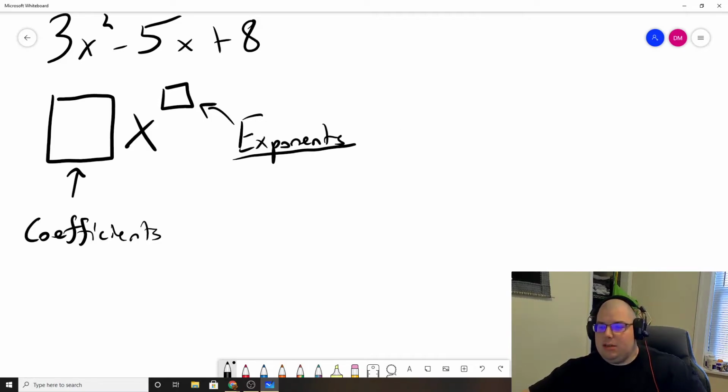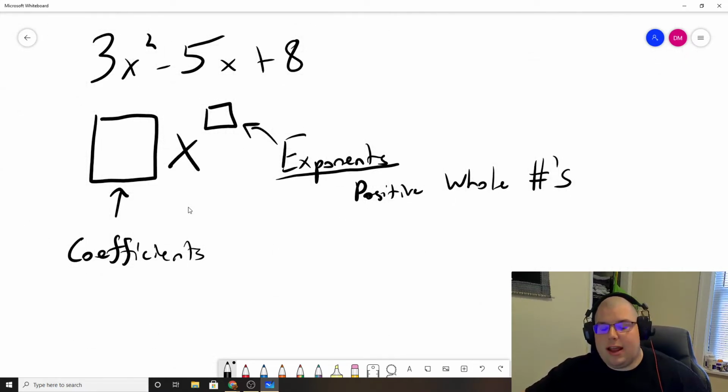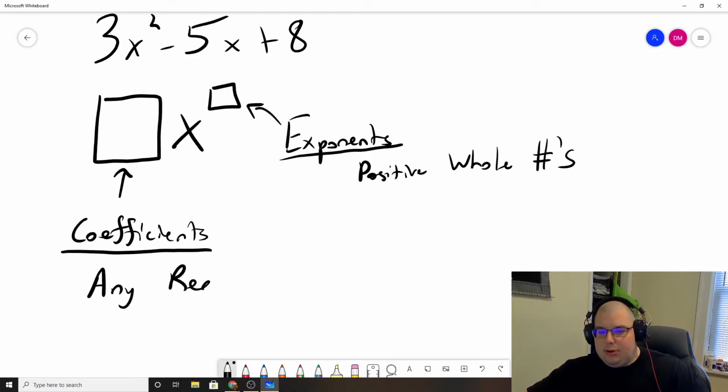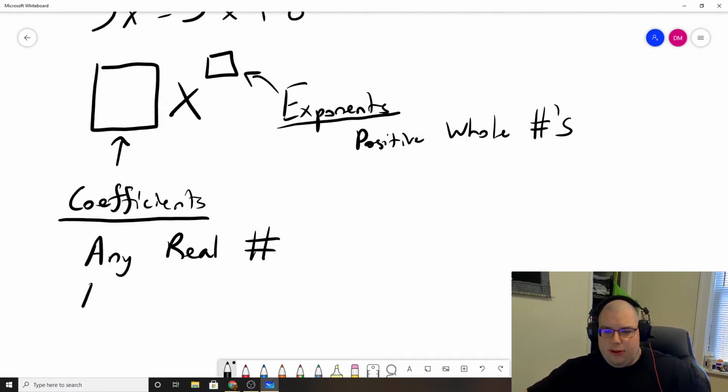So exponents need to be positive whole numbers. If the exponents of what you're looking at are positive whole numbers, it's a pretty good chance that the function you're looking at is going to be a polynomial. Now, coefficients, on the other hand, can be any real number. Any real number. What this really boils down to are no i's.